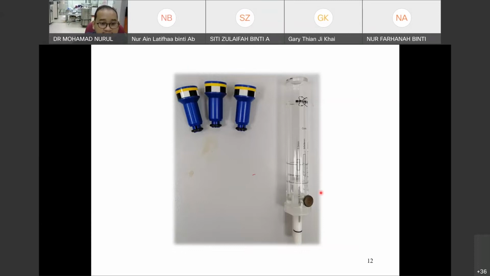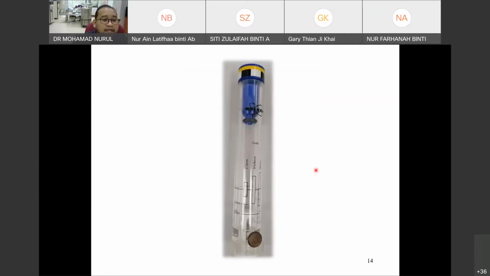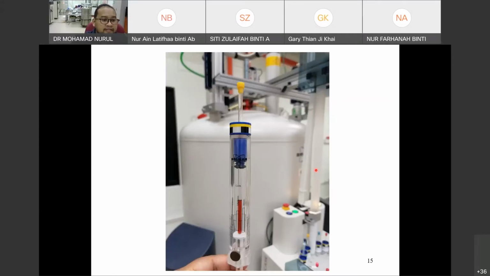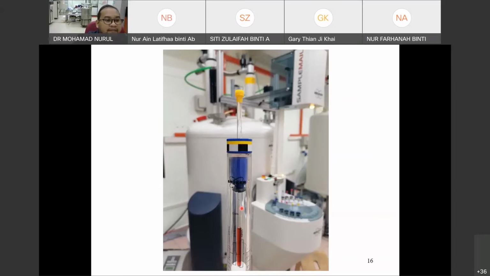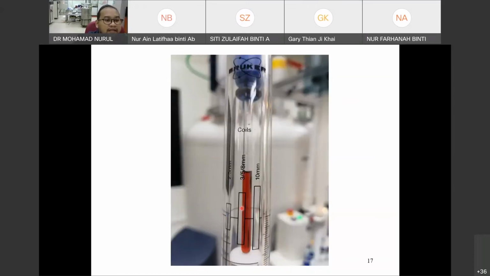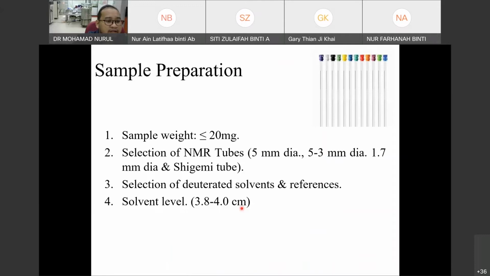This is the line that I mentioned to you. The magnet will measure in this range. That's why we need to prepare the samples around 3.5 to 4 centimeters only. This is not really good, because it should be below this line. Again, for these pictures. So why do we have to prepare around 3.5 to 4 centimeters?